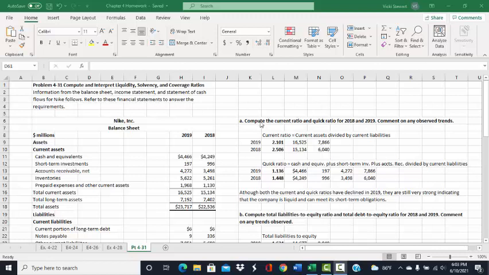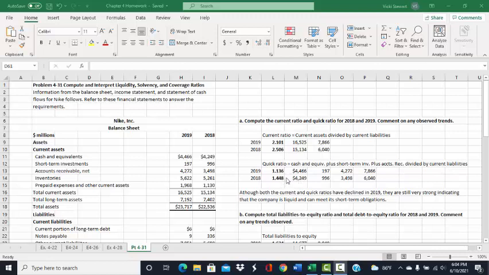In Part A, it asks us to compute the current ratio and quick ratio for 2018 and 2019 and comment on any observed trends. So I have computed for 2019 and 2018 the current ratio, which is current assets divided by current liabilities. I've also computed the quick ratio. The quick ratio is more stringent. So in the numerator we have cash and equivalents plus short-term investments and accounts receivables divided by current liabilities, and these are the two quick ratios.